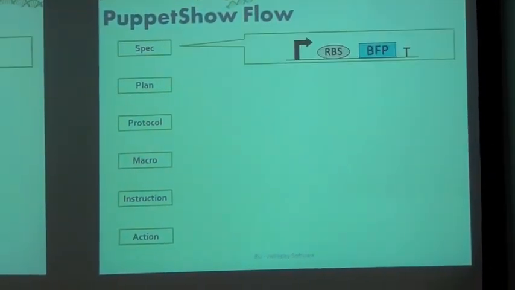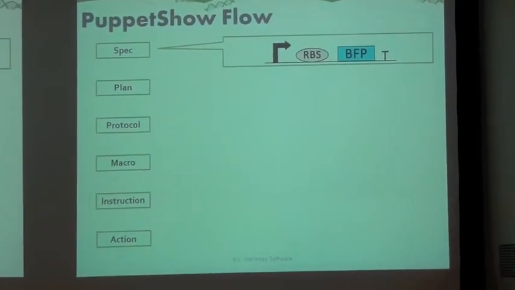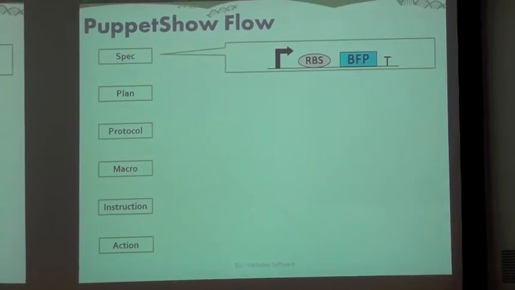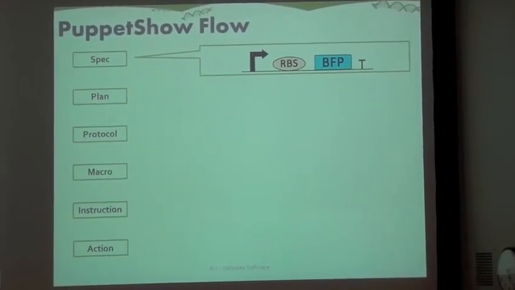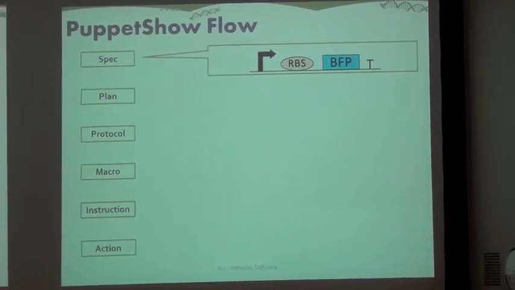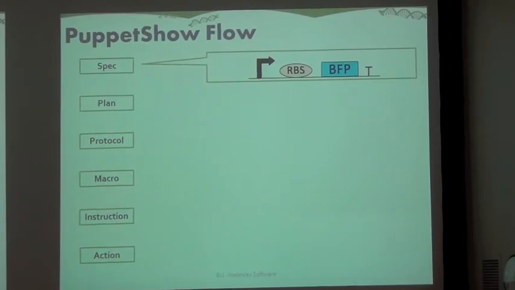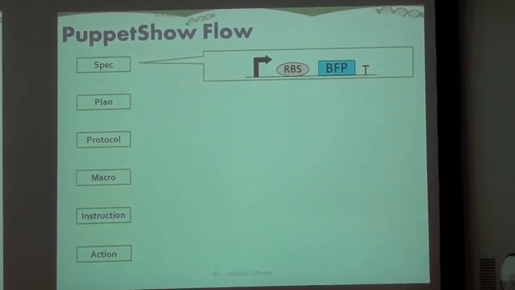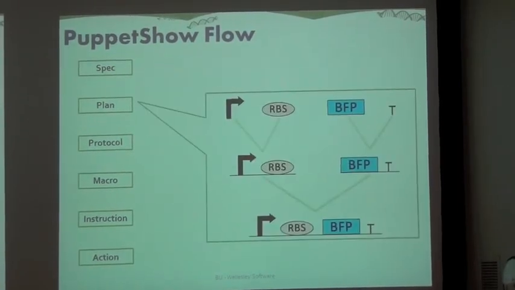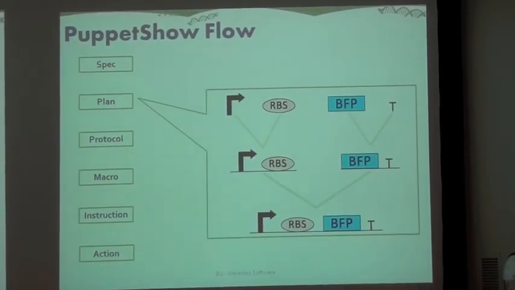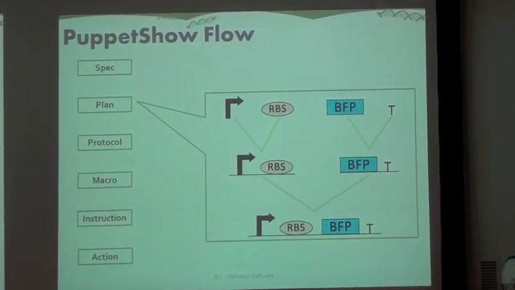At a high level, Puppet Show starts with a specification, a design specification. This would be the output of something like Trumpet or Optimus Primer. And in the end, Puppet Show communicates to a liquid handling robot and actually builds this construct. So this overall flow can actually be split up into a number of different stages. At the top, like I said, we have the high-level specification of our part, or our construct. And then this construct is then divided into its primitive biological parts. So these are your biobricks, for example.